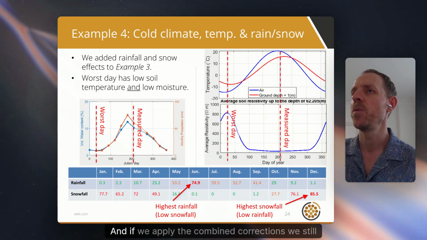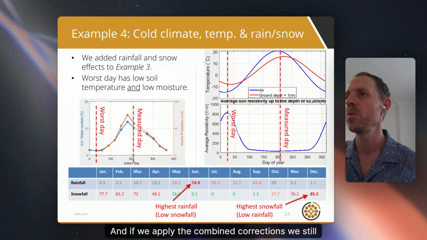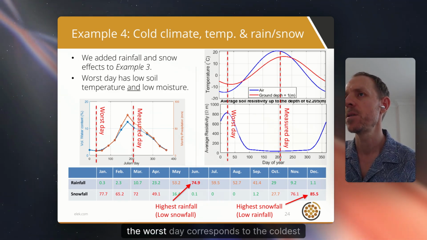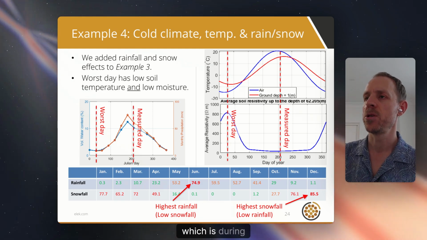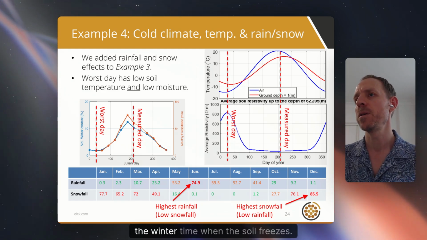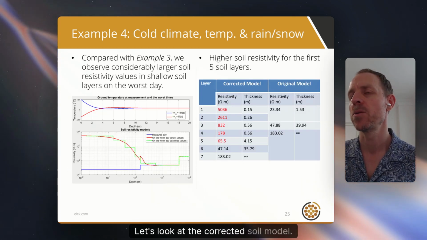And if we apply the combined corrections, we still see that the worst day corresponds to the coldest temperatures, which is during the winter time when the soil freezes. Let's look at the corrected soil model.